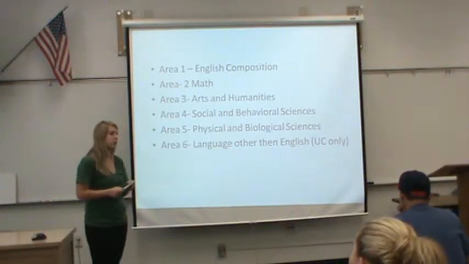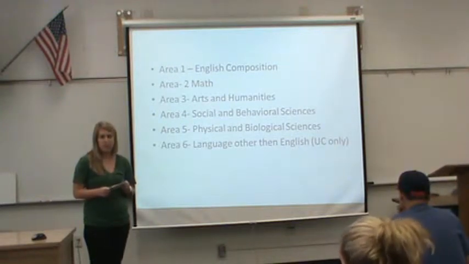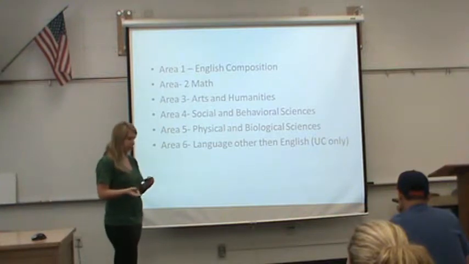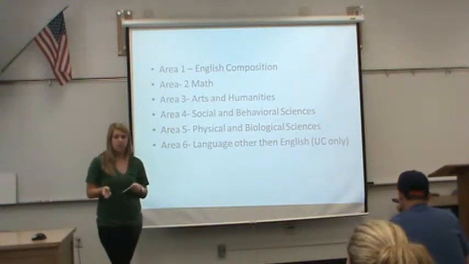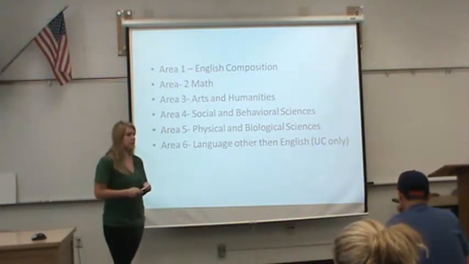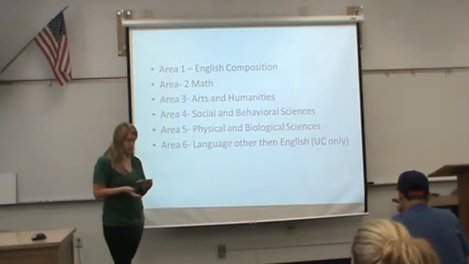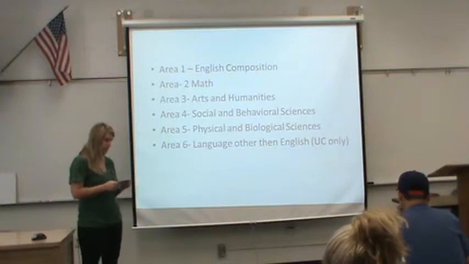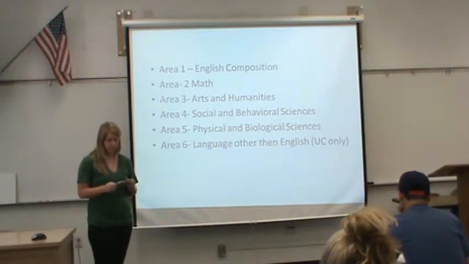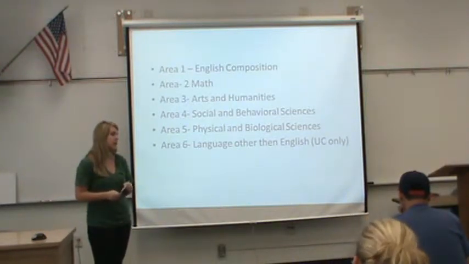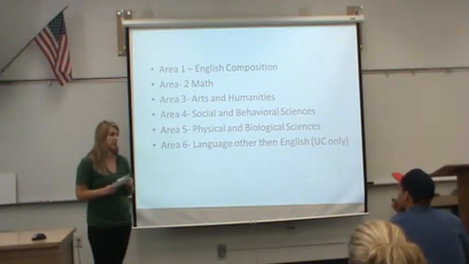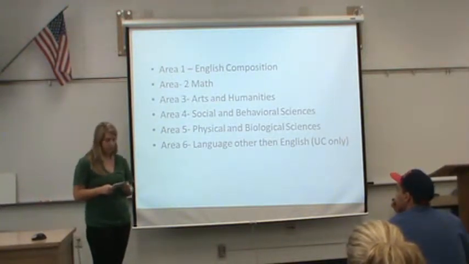Area 2 is your college-level math courses. You need 3 units. Area 3 is arts and humanities, which is your art classes, theater classes, history classes, and music. There's also many others, and some English classes as well. You need a total of 9 units. Area 4, social and behavioral science, is composed of classes like economics, anthropology, psychology, and sociology. You also need 9 units from that category as well.